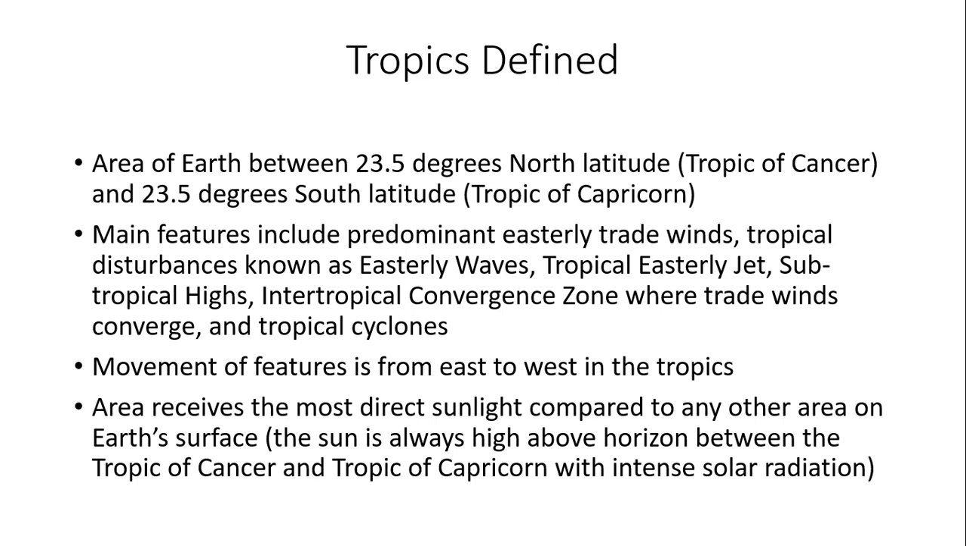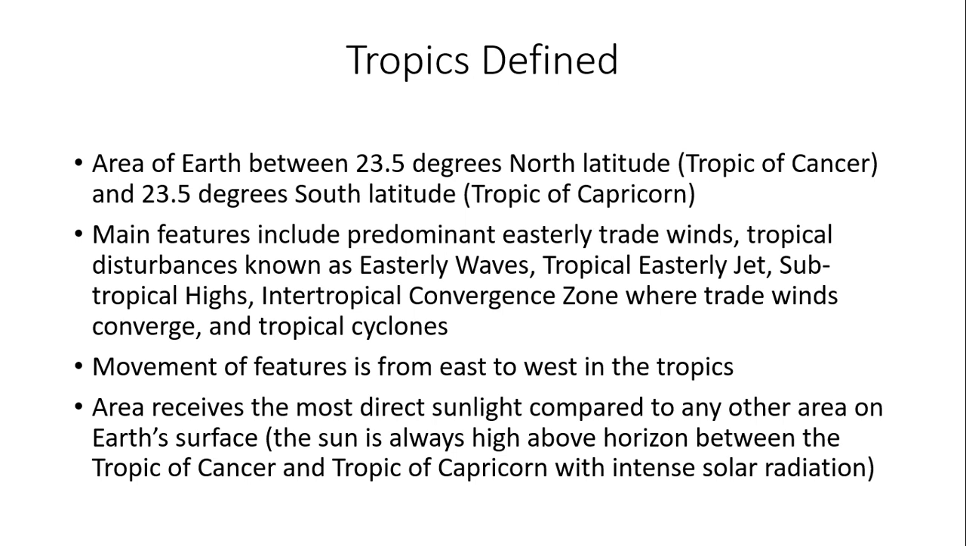The movement of features within the tropics is generally from east to west, as those northeasterly trade winds in the northern hemisphere and southeasterly trade winds in the southern hemisphere tend to push those disturbances from east toward the west. This area, by the way, receives the most direct sunlight. So it's generally the hottest area on Earth as far as average temperatures go, compared to any other area on Earth's surface.